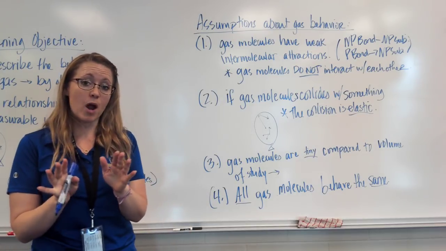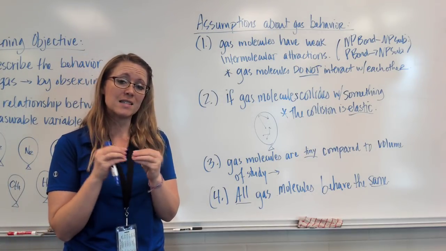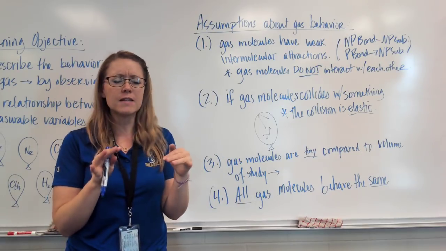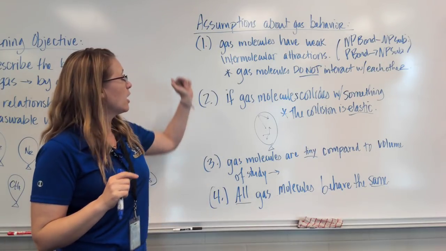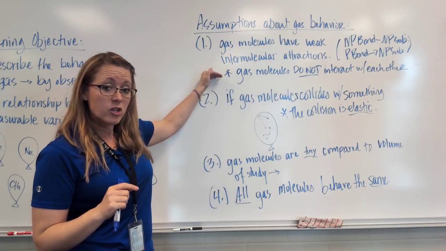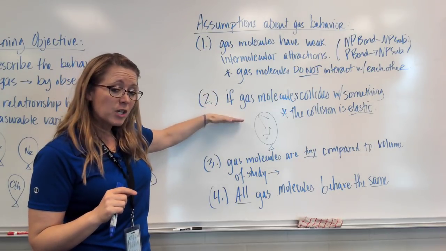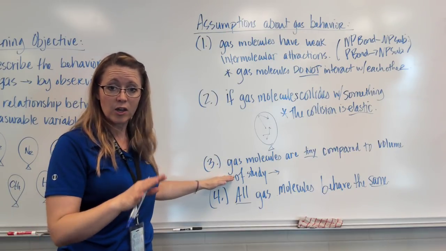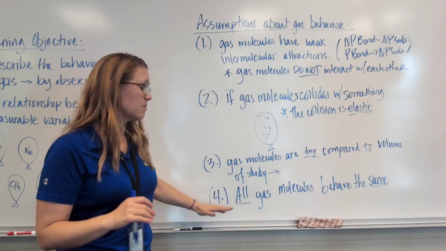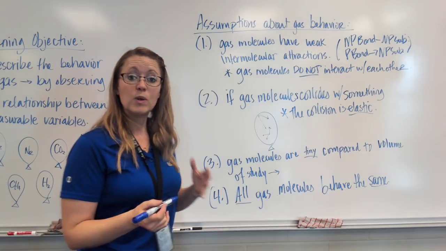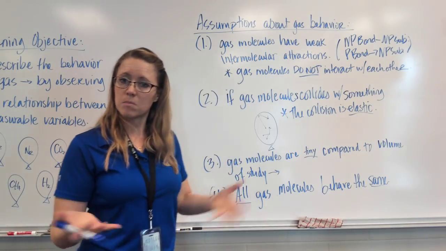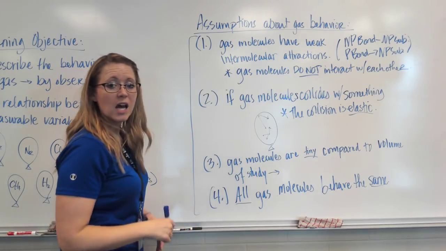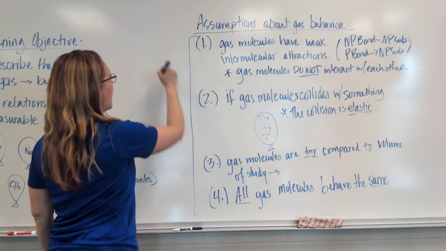But for the most part, what I'm talking about is when a gas is behaving perfectly, ideally, when everything is happening the way it's supposed to, we find out that they don't interact with each other. If they do interact with each other, it's elastic, they're tiny compared to the area that they occupy, and all gas molecules behave the same way. And we say that this is ideal gas behavior. So these statements are called ideal gas behavior.